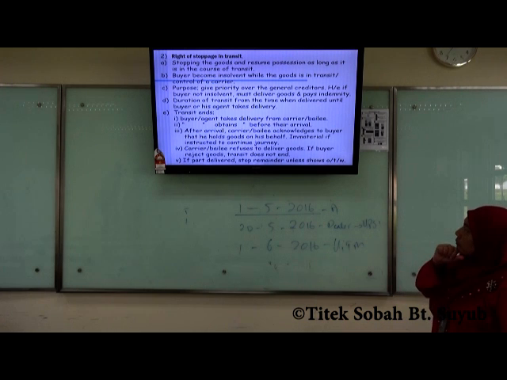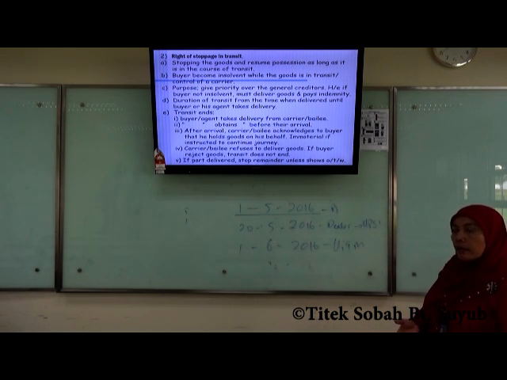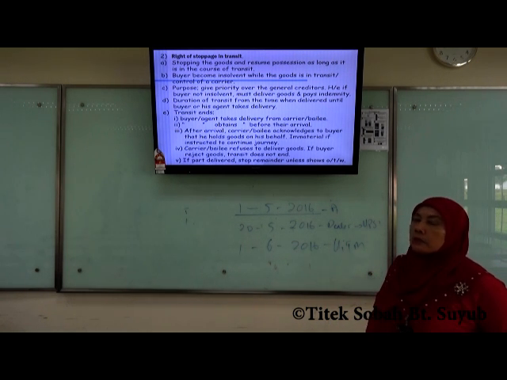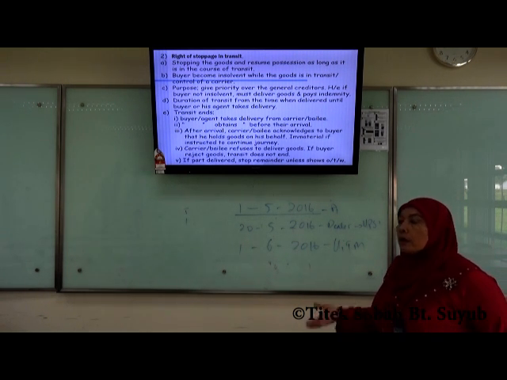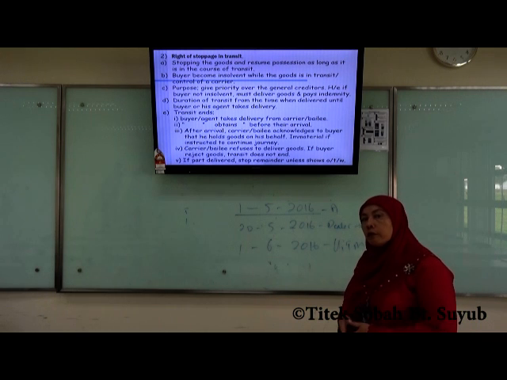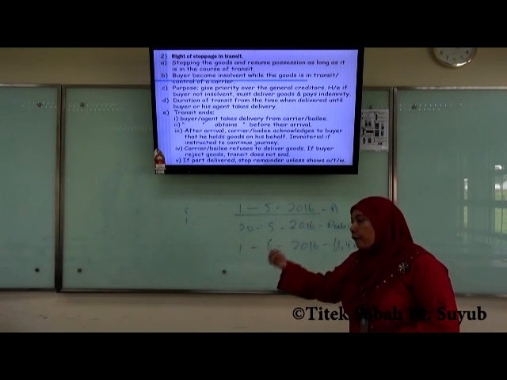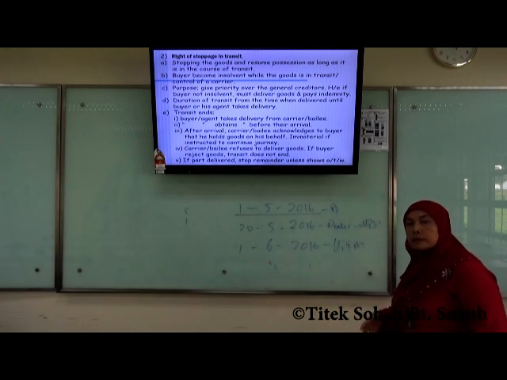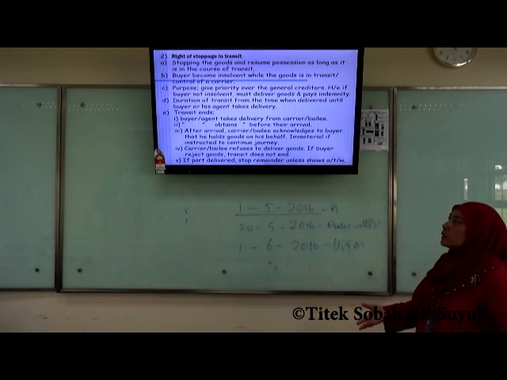Or number 3, if the carrier acknowledges to the buyer that now he acts on behalf of the buyer, then the transit comes to an end. However, if the carrier refuses to deliver, or if the buyer refuses to accept the goods, we say that the transit is still on.